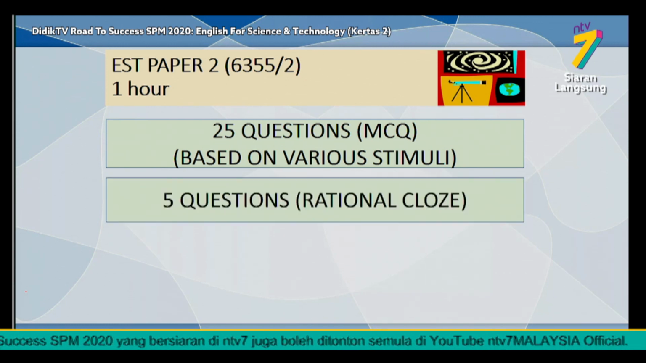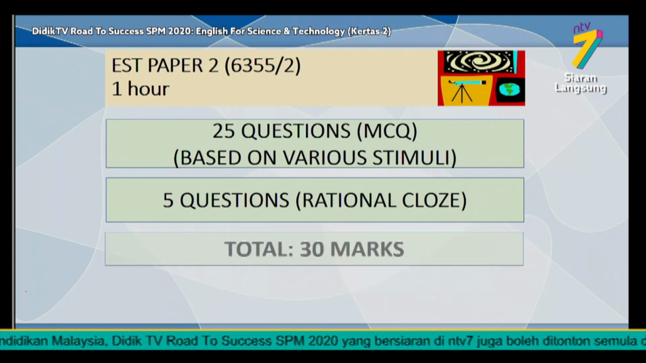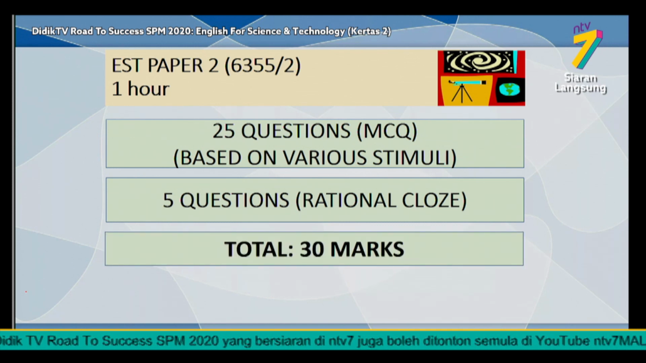Next, 5 questions which are rational cloze questions. I'm sure all of you are familiar with rational cloze questions. It's similar to the 1119 paper, right? Rational cloze, okay? All right, so the total is 30 marks for 30 questions. So 1 question carries 1 mark.